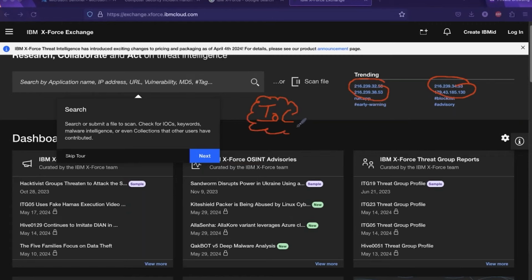And I hope you are familiar with the IOC. We call them indicator of compromise. Okay, so these IP addresses and some hashes, this is what is called threat intelligence.